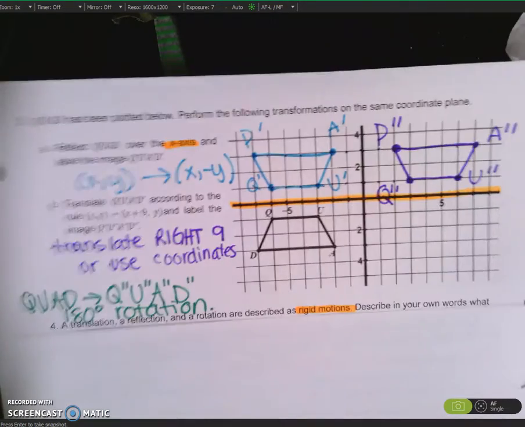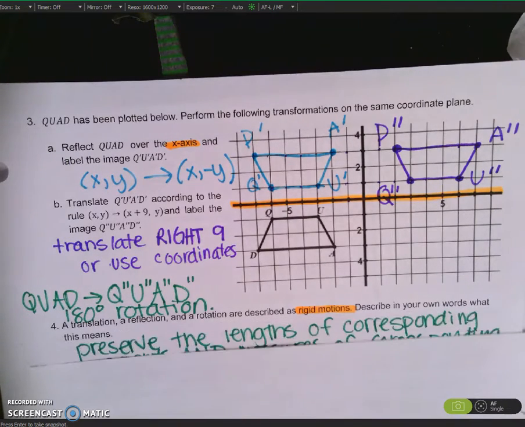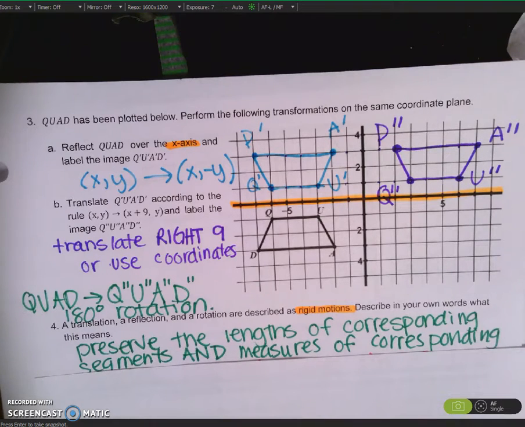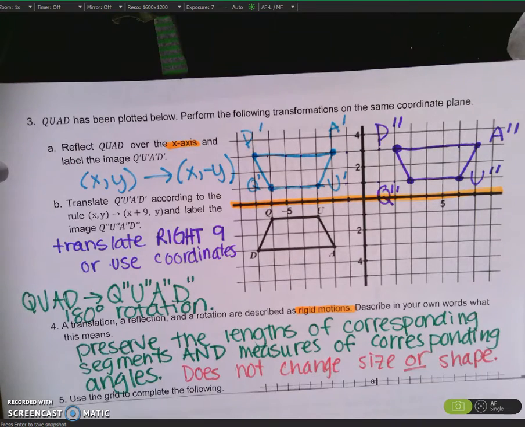And number 4, a translation, reflection, rotation are described as rigid motions. What's a rigid motion? What did you guys have? Did you have something about preserving the lengths of corresponding segments and the measures of corresponding angles? Did you have something about not changing the size or the shape? Well, we're going to look at this a little more closely on number 5.